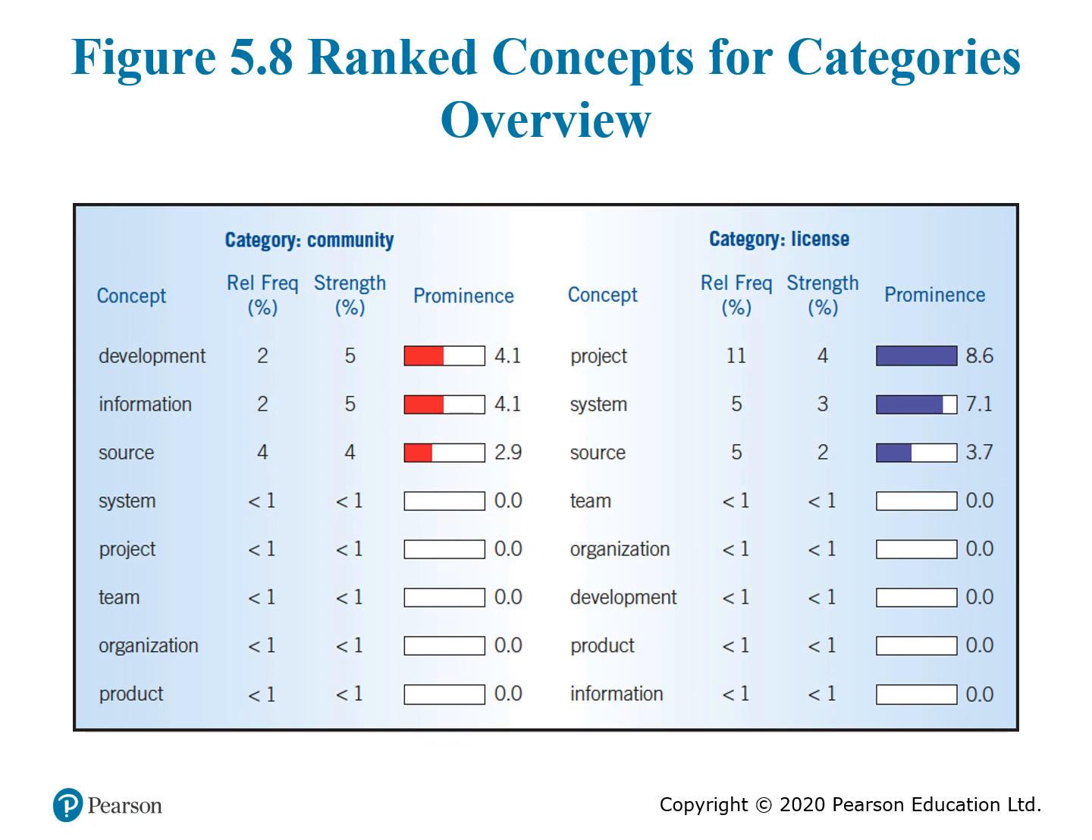Also we can get certain details. For example, here for the community and license categories, we can see the frequency percentage and the strength percentage for each concept. Let's say development with the community is only 2%, and the prominence is only 4.1, which is the highest for the community category. For the license category, the project is the highest. This kind of text analysis brings good insight and in-depth information that we can use to develop a new system accordingly.